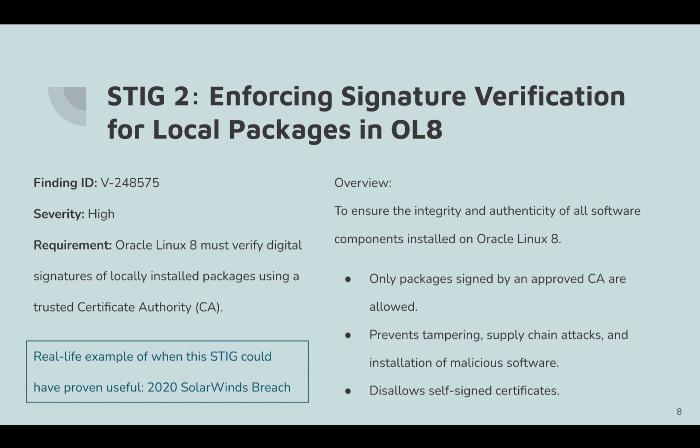An example of when this STIG could have prevented a cyber attack is the 2020 SolarWinds breach, where the software company suffered from a group of hackers bypassing package signing and planting malicious code into the company's software update, which allowed the hackers access to customers' networks, including government agencies and private companies.